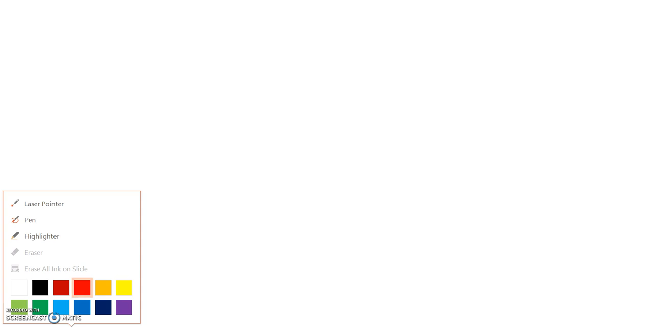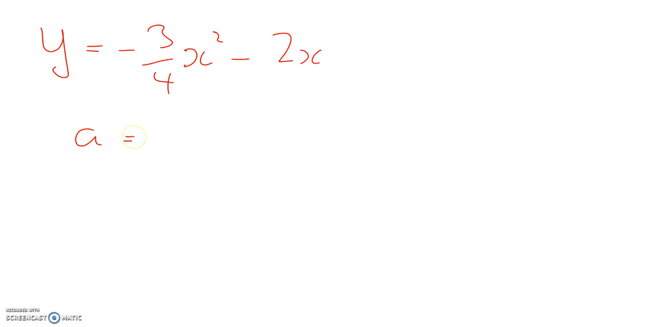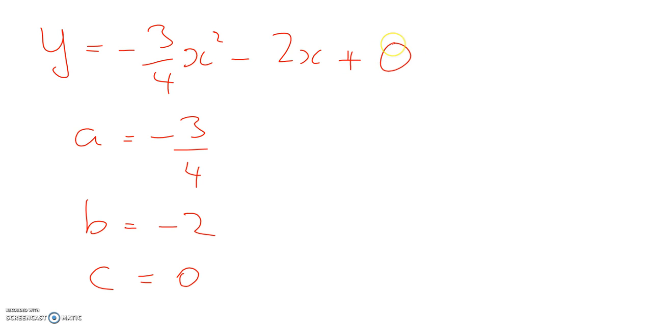Okay, a few more examples. It seems people had some problems working out the coefficients. So I'll just give a few examples of coefficients. So y equals minus 3 over 4 x squared minus 2x. In this example, the coefficient of x squared is a, and that's going to be minus 3 on 4. And b, our coefficient of x, is minus 2, and c is 0. Because we could just add or subtract a 0 here, and that's where we get our c from.